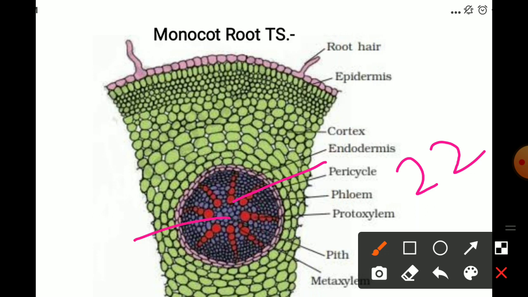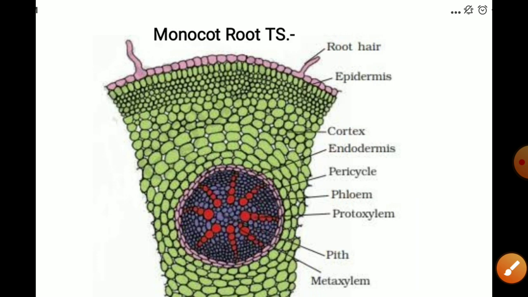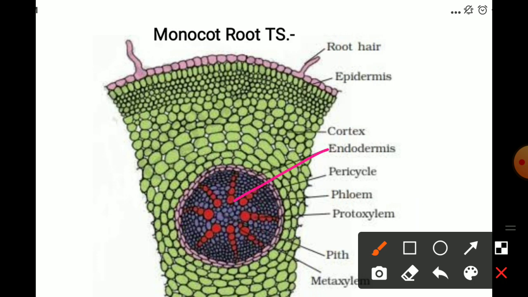This is the central part, we call it the pith. The larger xylem elements are the metaxylem. This is facing toward the pith. The metaxylem points are facing toward the pith, and the smaller protoxylem points are toward the outer side.